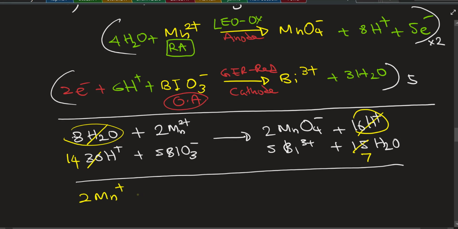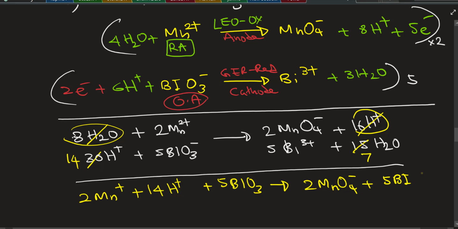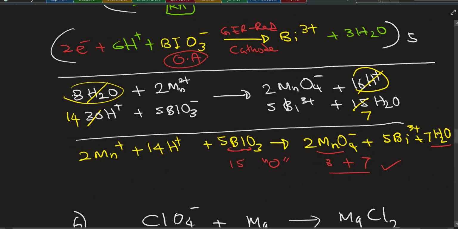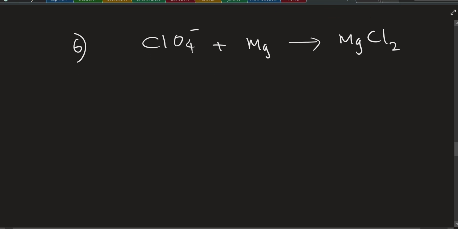on your right. So now we rewrite it. You don't need to, you can rewrite just for clarity. So 2 Mn2 plus and 14 H plus, and then 5 BiO3 minus goes into 2 MnO4 minus, 5 Bi3 plus, and 7 water, right? Now we can do the magic thing. Check the oxygens, check O. So let's see. 5 times 3, 15 oxygen on your left, and 2 times 4, 8, and here is 7, 8 plus 7 is 15, voila. That's it, right?